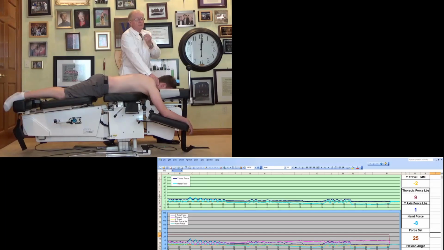Now, upper thoracic, we mentioned the work of Rodriguez before about the effect on heart rate variability.